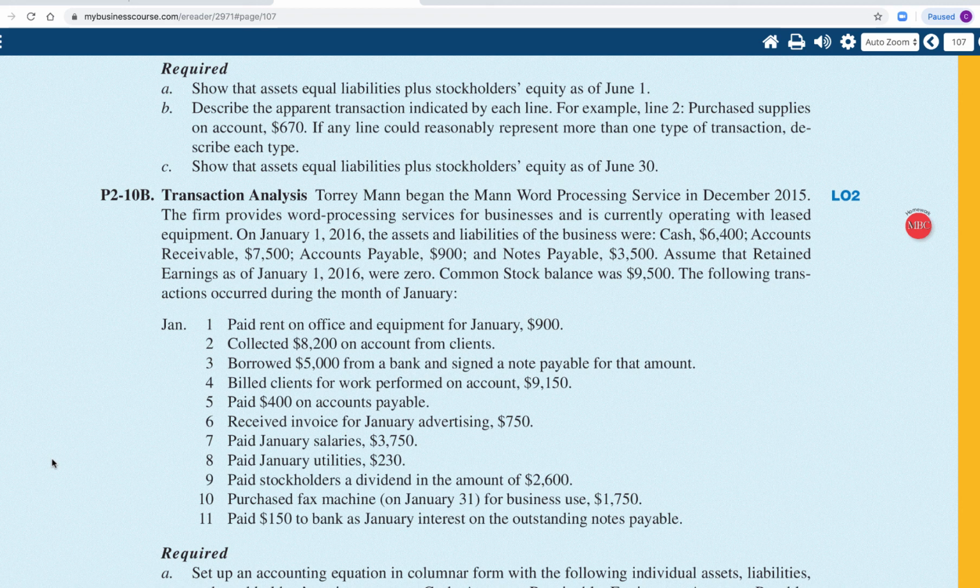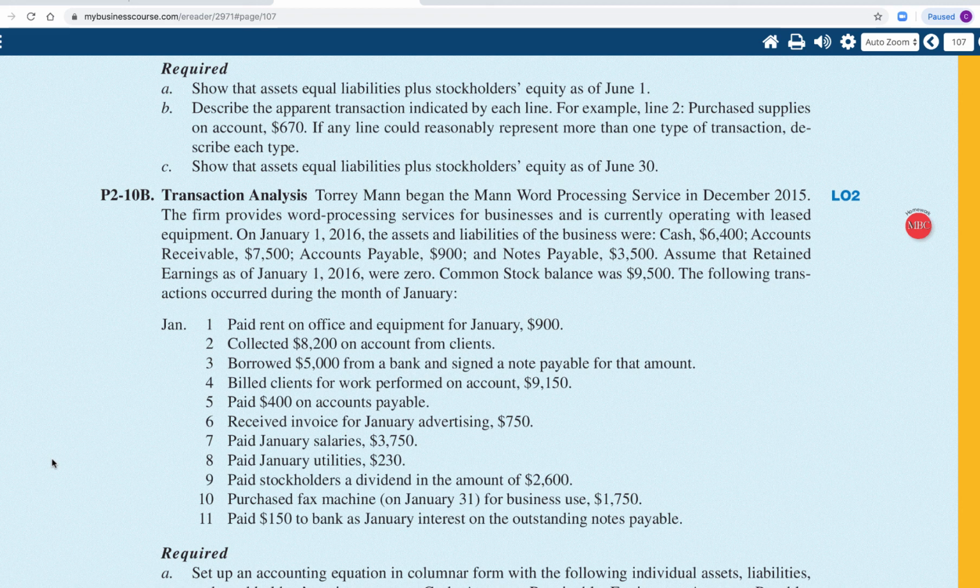Since they gave us the dollar amount in dollars and did not say on account, we paid cash for it. Okay, so we kind of have to read between the lines there and say, well, purchase fax machine for business use, $1,750. We paid cash for it. Okay, so cash is an asset. How do I decrease an asset? With a credit. How do I increase an asset? With a debit. So my credit is going to be to cash.